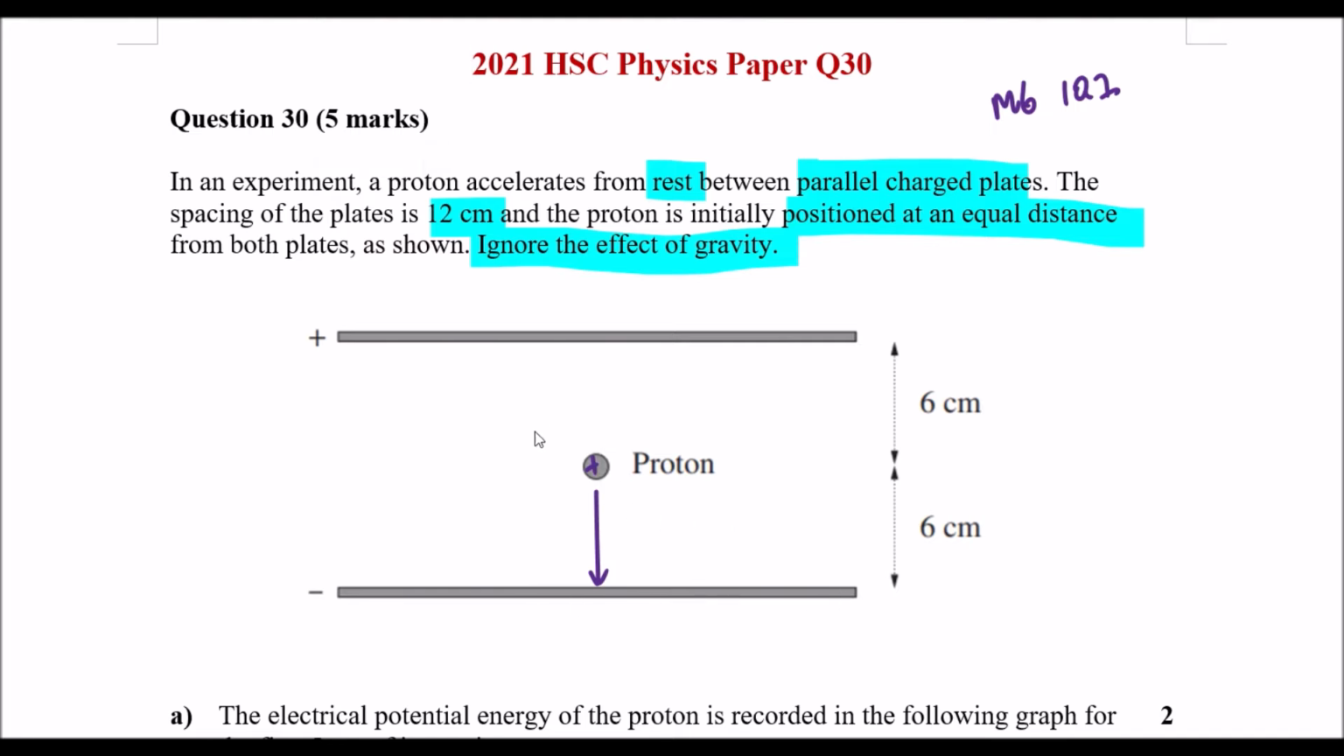Now, it had an original velocity of 0, and the fact that we're moving it means we've applied work onto the charge, but it also means a force must have been applied in order to make this proton move, or at least change from its original position.